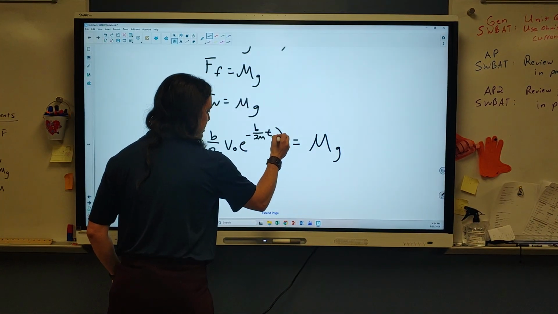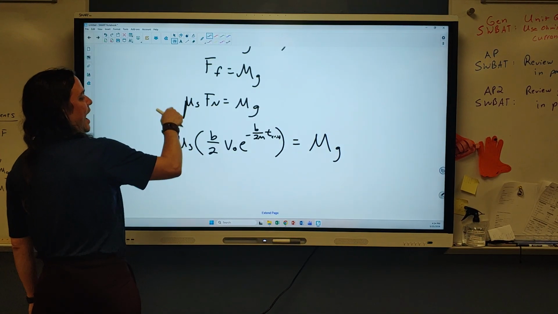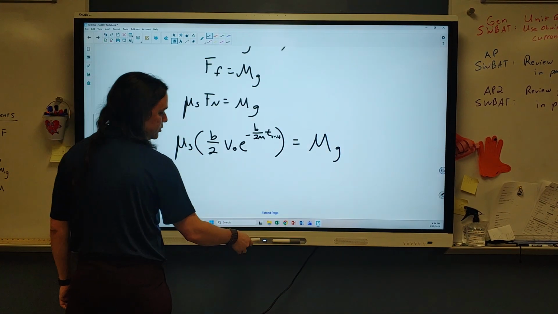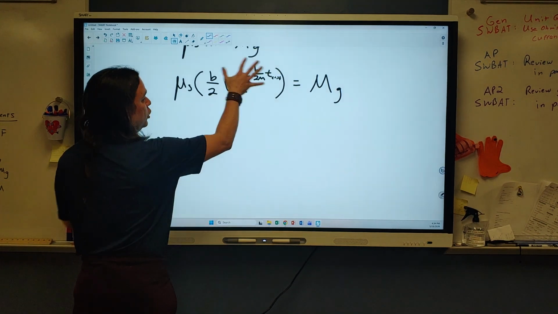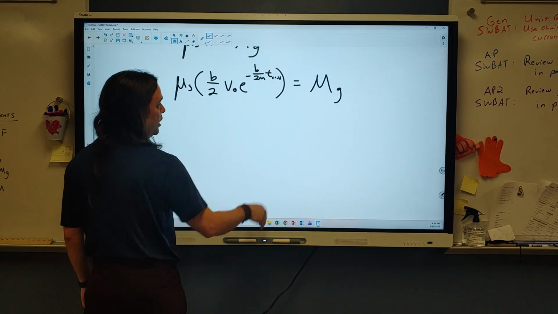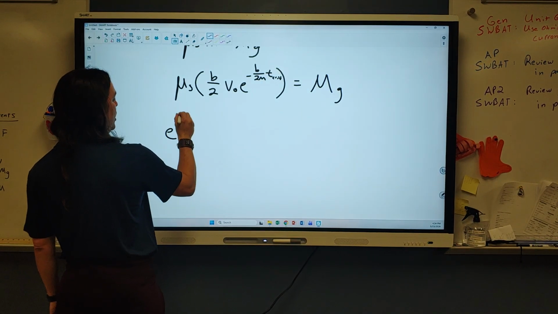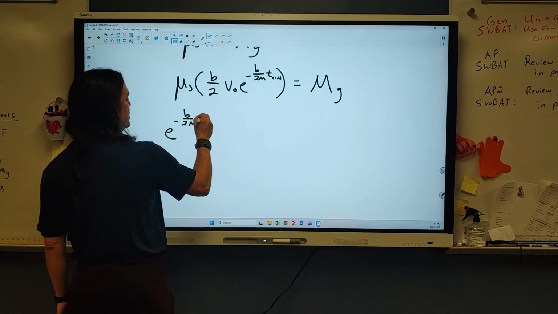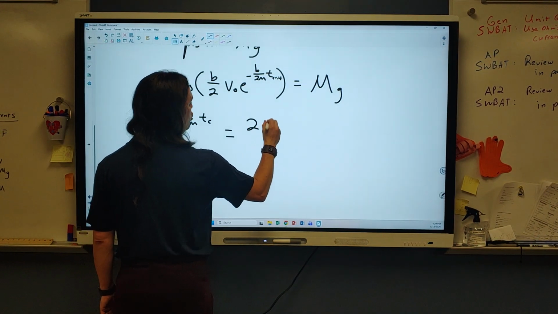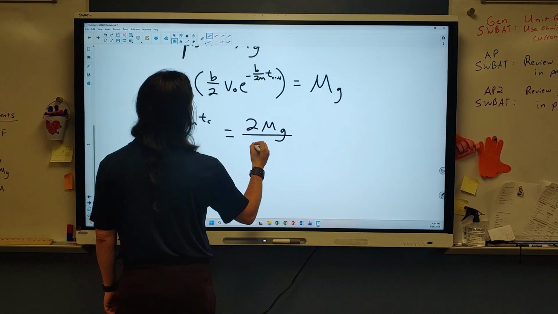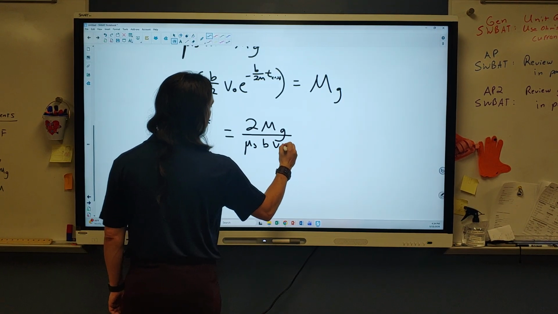And I apologize, this is t crit, because I'm setting up that my force of friction is maxing out, and it is equal to mu sub s times the normal force, in case that's not obvious. Okay, so all I have to do is do a bunch of algebra and get t crit equals some stuff. So I'm going to try and do that real quick. We're going to end up with e raised to the negative b over 2m t crit. I'm just going to call that tc to save a little bit of time. We're going to have 2 mg divided by mu s b v naught.